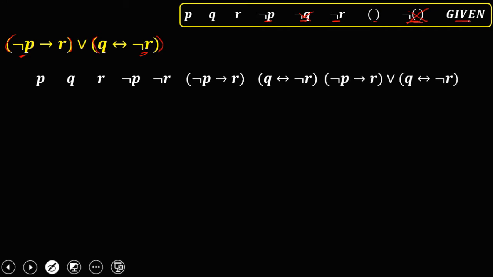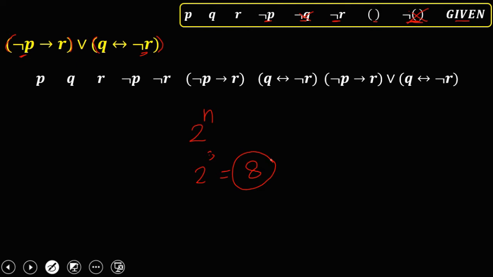Now, to compute the number of rows on this table, because the number of rows depends on the number of variables, we use this formula: 2 to the power n, where n is the number of variables. Since there are 3 variables, n is equal to 3, so this becomes 2 to the power 3, and this is equal to 8. So therefore, this table has 8 rows.